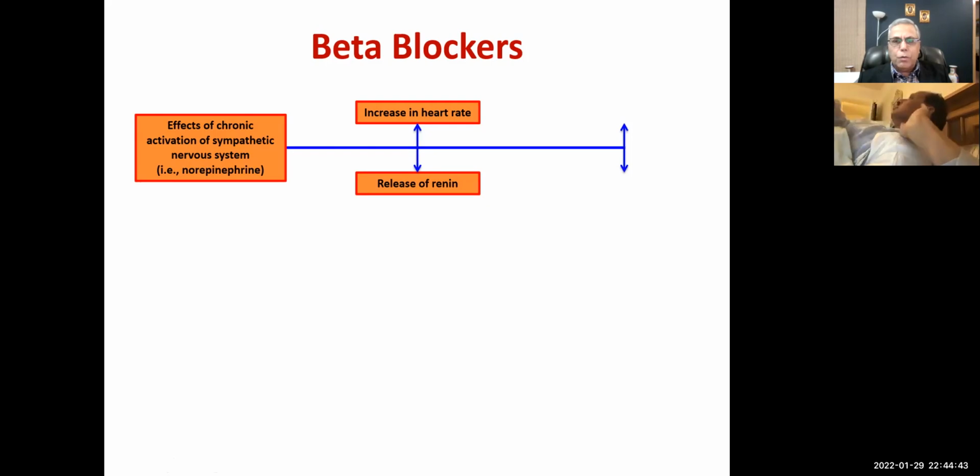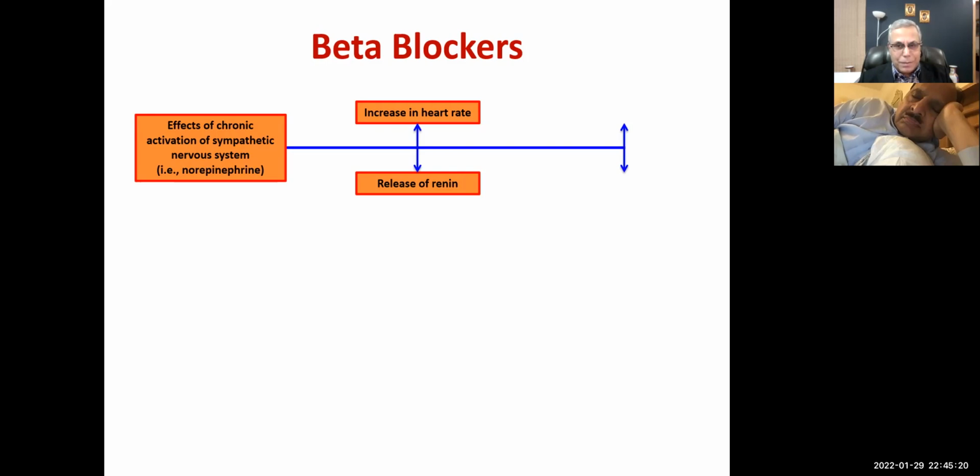Can someone tell me why would renin be increased in sympathetic stimulation? Why would there be increase of renin when the sympathetic nervous system is overactivated or activated, whatever you want to call? Any ideas? All right, I'll give you the answer. The granular cells of the afferent arterioles of the kidney. The afferent arterioles before the glomerulus have got granular cells which secrete renin, and they have got beta-1 receptors, right?